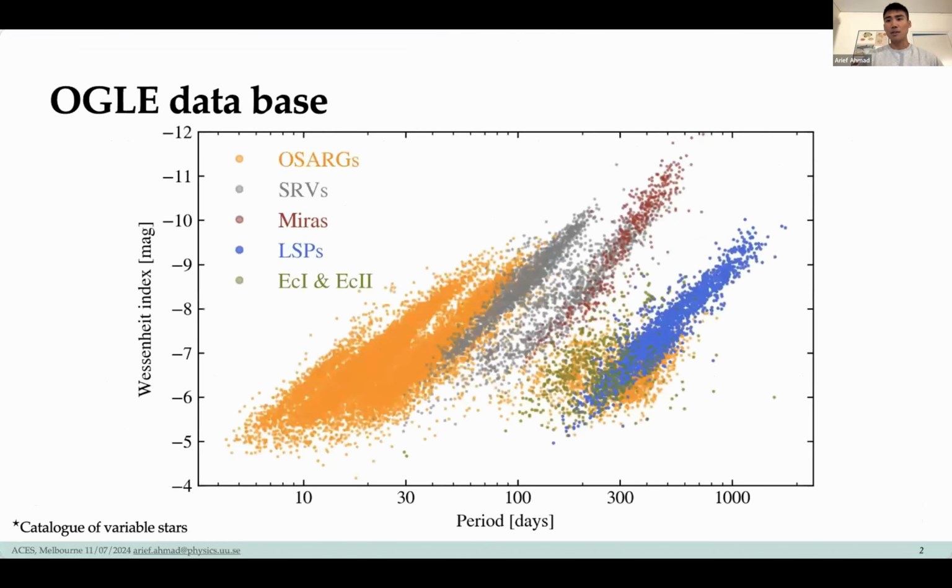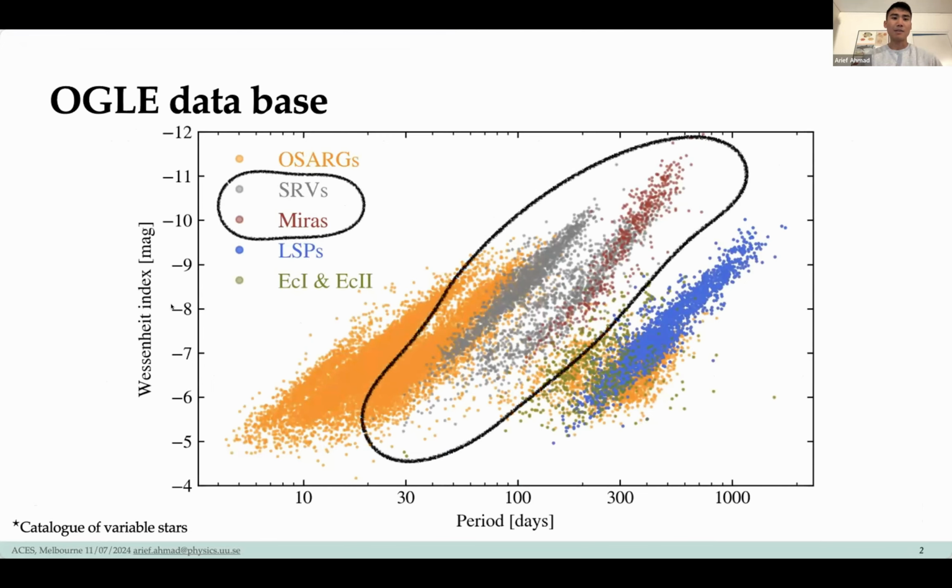I will start off by showing the OGLE database. It is a catalog of variable stars. So you have different variable stars over there, and it is essentially a period luminosity plot with the Wesenheit index on the y-axis. The stars that we are particularly interested in are the semi-regular variables and the Miras. And each individual star in this plot can appear in different places depending on the observed pulsation modes.